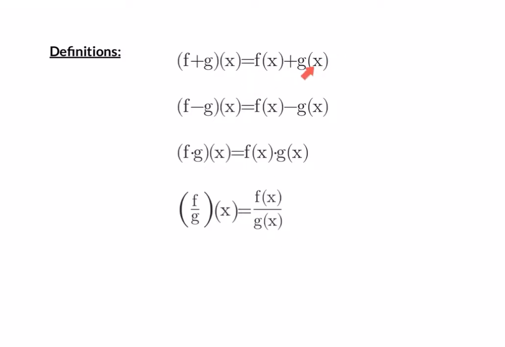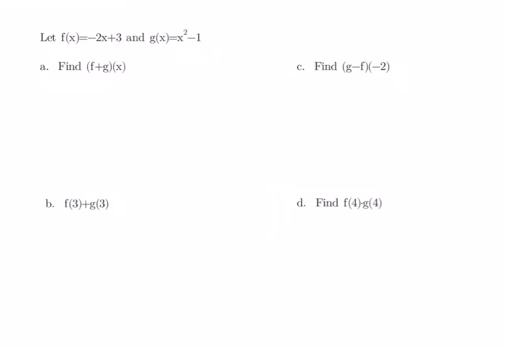Now what these are actually equal to is f plus g of x is actually equal to f of x plus g of x. Similarly, for subtraction, we get f of x minus g of x. For multiplication, we get f of x times g of x. And for division, we get f of x divided by g of x. Now we're going to do a couple different things with these. We're going to first come up with some actual functions, and we're also going to evaluate these functions. So let's go ahead and look at some examples.